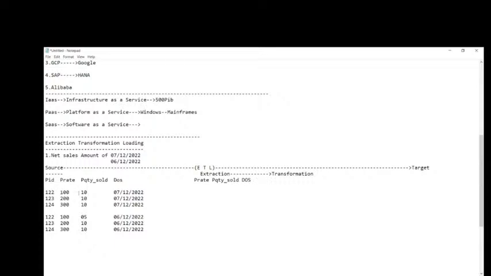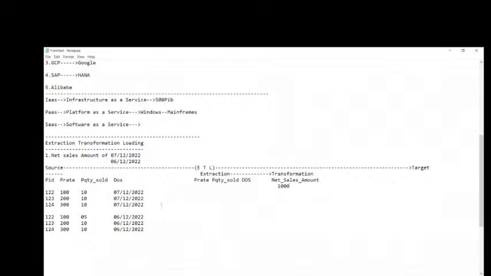That means 100 into 10 means what? What is 100 into 10? 1,000. Very good. So 100 into 10 is 1,000, and I can write it here directly as 1,000.